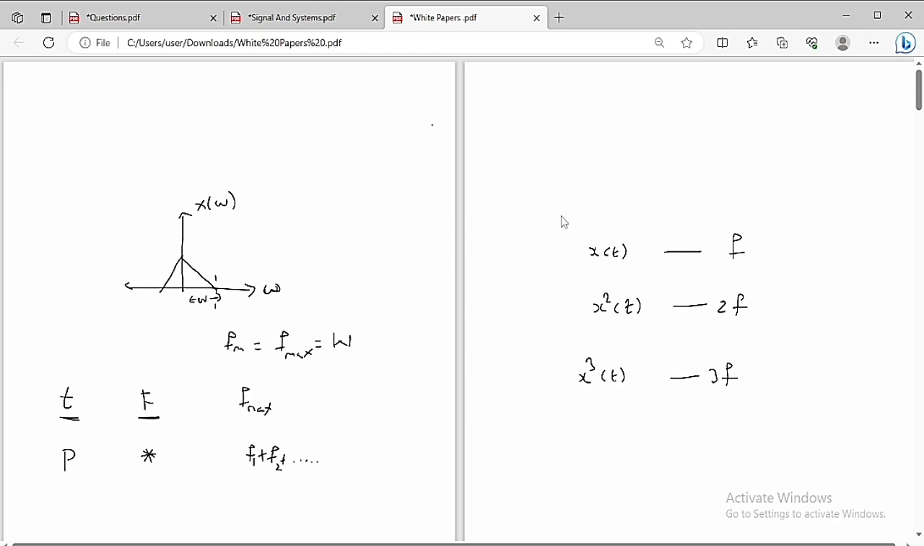I have already told you the product in time domain leads to convolution in the frequency domain. So convolution is basically, what is the maximum frequency? The maximum frequency is nothing but the addition of all the frequencies of each and every signal. So if x of t is multiplied 2 times, then we have to add the signal frequency 2 times. If the signal is multiplied 3 times, then we have to add the frequency 3 times. Similarly for x of t to the power of n, what is the signal frequency? n into F. So this point you always have to keep in mind.